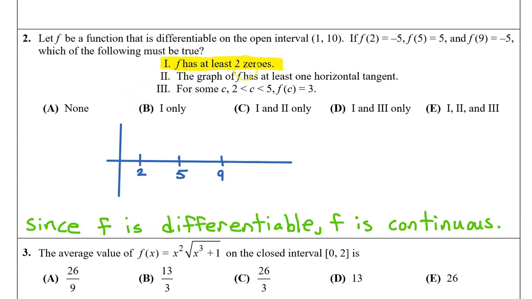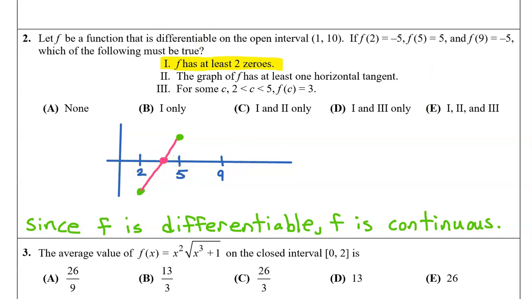Focus on statement number 1. Let's examine and see if this is true. F has at least 2 zeros. Well, f at 2 is equal to negative 5. So I'm just going to put a dot down here to represent negative 5. F at 5 is equal to positive 5. So I'll put a dot up here to represent that. So according to the intermediate value theorem, if f is continuous, then it's going to hit every value between negative 5 and positive 5, including 0. So we are guaranteed to have 1 zero between 2 and 5.